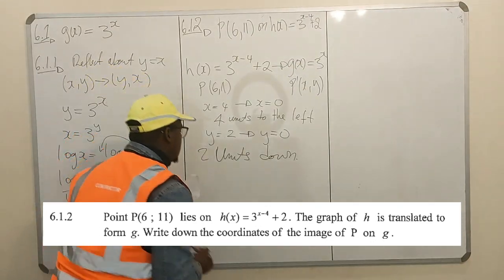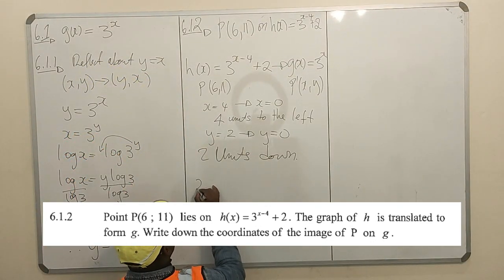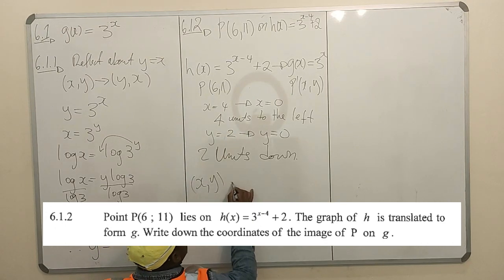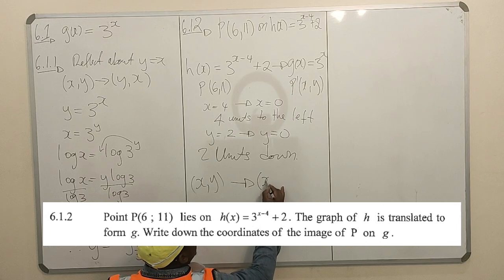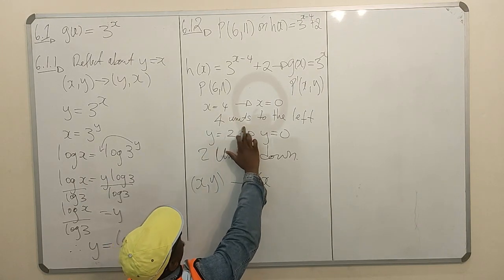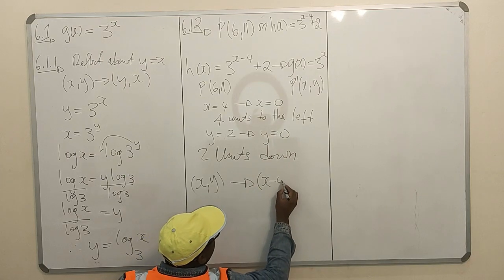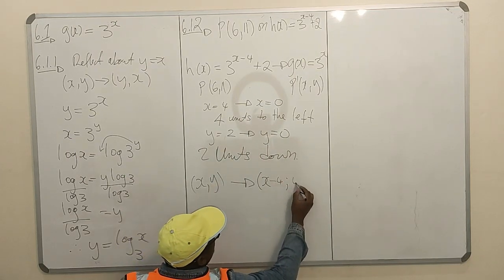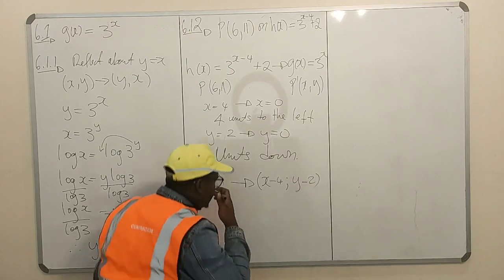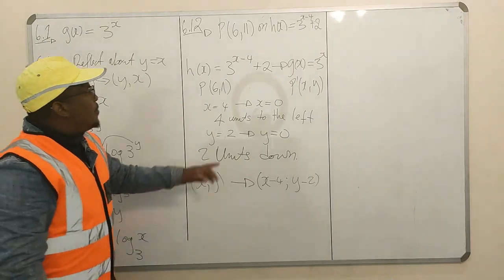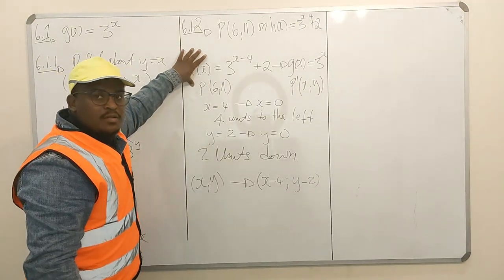So what happens is your x and y of your h are transformed by x. What do you do on the x? You move 4 units to the left, which is subtract 4 here. What do you do on your y? 2 units down, so it's y minus 2. That is the transformation that is applied on the x and y coordinates.